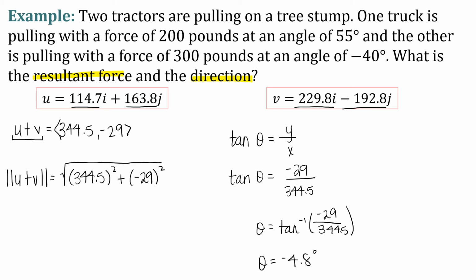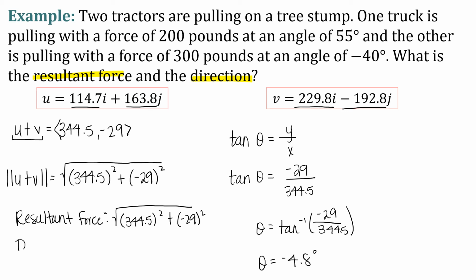degrees. So our resultant force is the square root of 344.5 squared plus negative 29 squared, and our direction is a negative 4.8 degrees. Okay, let's look at another problem.